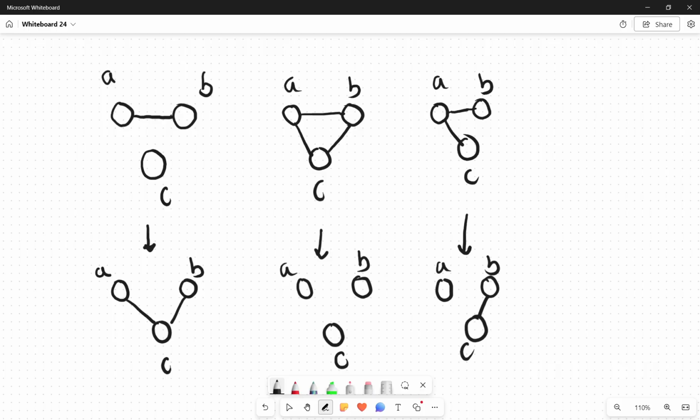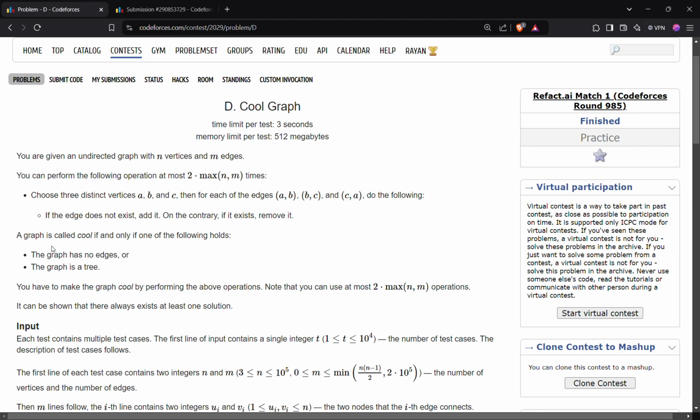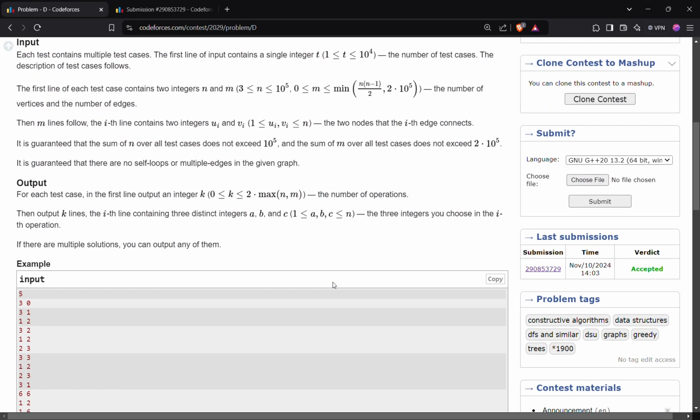So let us read the question further. So graph is called a cool graph if and only if one of the following holds. So if the graph has no edges or the graph is a tree, so you have to make the graph cool by performing the above operations. Note that you can use at most two times max of n comma m operations, and it can be shown that there always exists at least one solution.